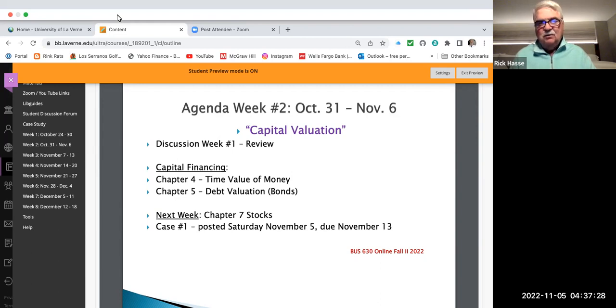And speaking of risk and risk return, I have posted your case number 1, which is due in a week on Sunday, November 13th. It's an APA format paper. It's to take the company that you selected in your first discussion post and do a risk analysis and interpretation. More about the details of this case study will be in my Monday video posted on November 7th. So if you have questions, you might want to hold off until you see that video.